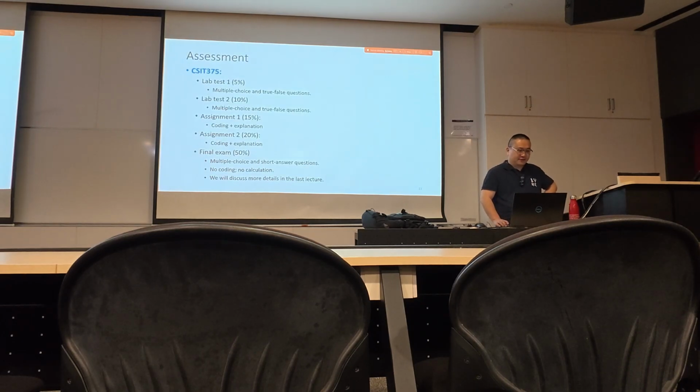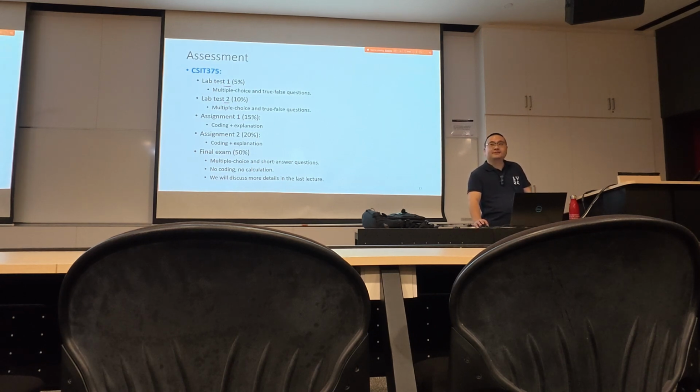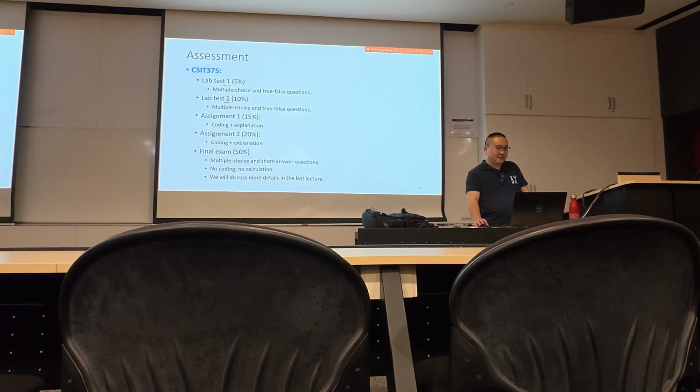And here's the marks distribution. We have two lab tests, lab test 1 and lab test 2. They are online tests, and they are already set up, so you can check the deadline for them. For these two lab tests, you don't need to do them during the lab hours. You can do them anytime, for example at home or in the library, as long as you complete them before the deadline. Lab test 1 is 5% of the total marks.